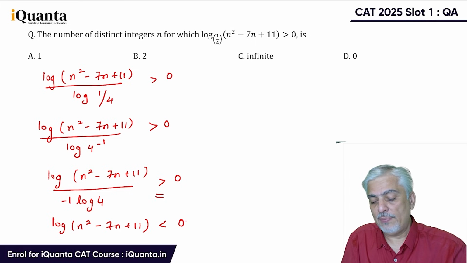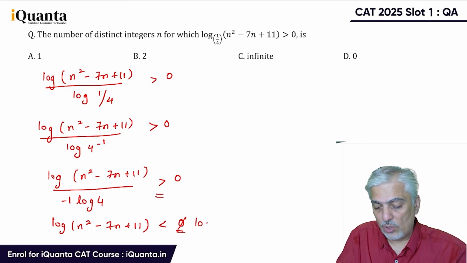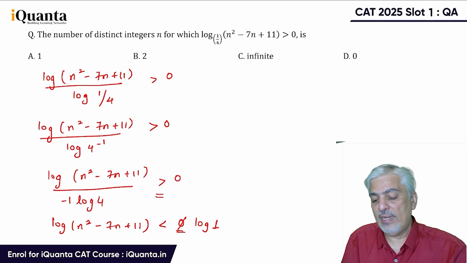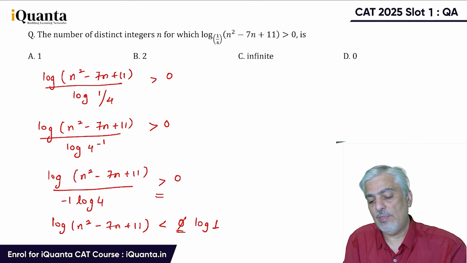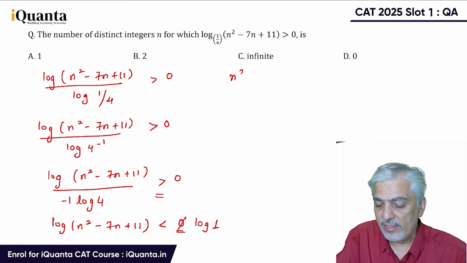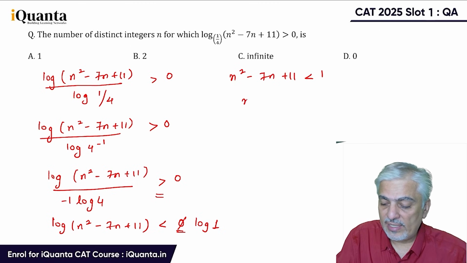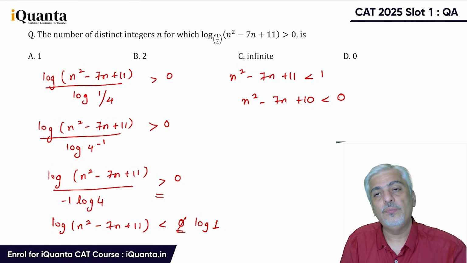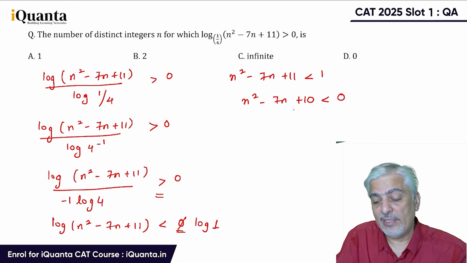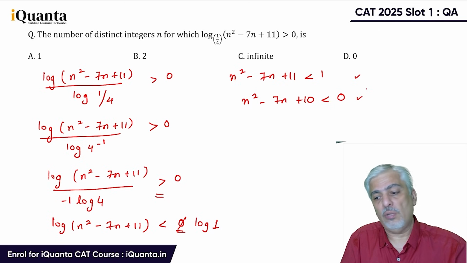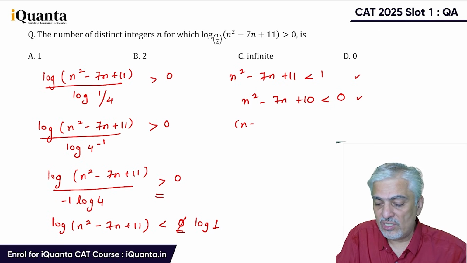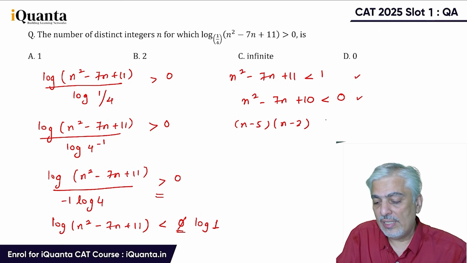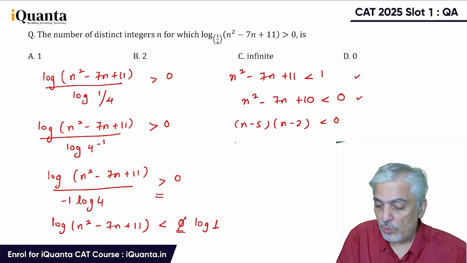Now, what will happen? 0 can be written as log 1. And now what do we get there? Now we can get rid of the log on both sides. So we get n square minus 7n plus 11 less than 1. So we'll get n square minus 7n plus 10 less than 0. And this is very important. Pay attention to these two steps. Now, a lot of people would solve this and say, okay, n minus 5 into n minus 2 less than 0. So n is between 2 and 5.